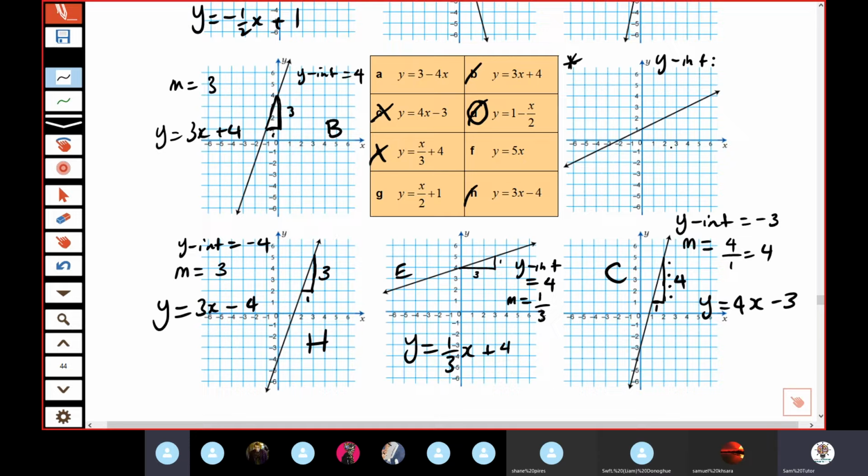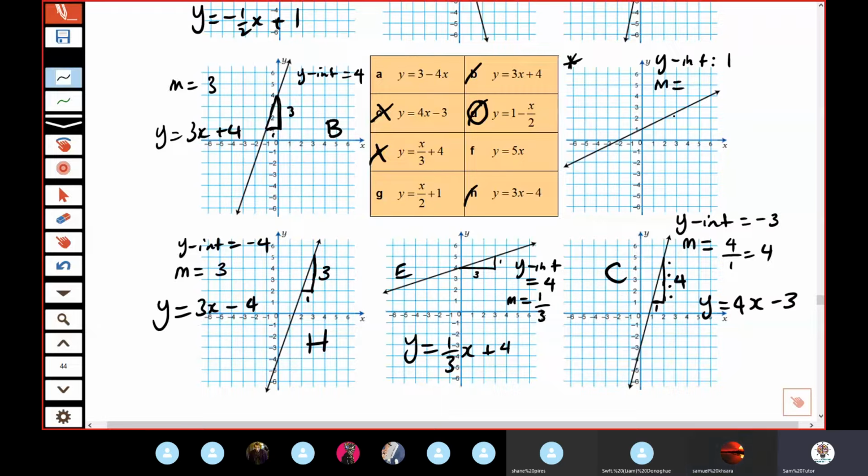All right, Samuel. Let's try this one out. The y-intercept of this line. -2? No, that's the x-intercept. Oh yeah, 1. What's your gradient?